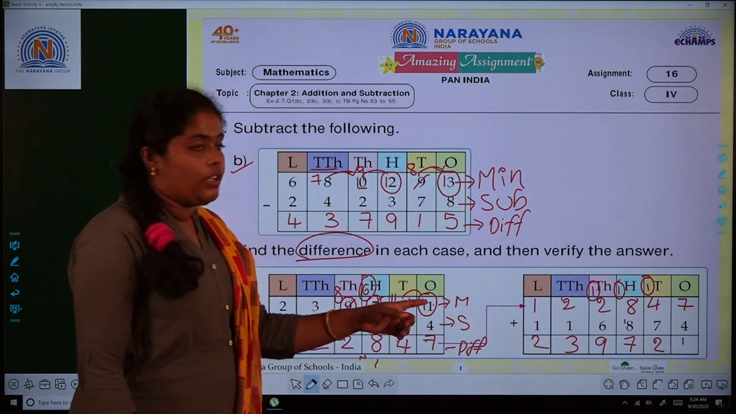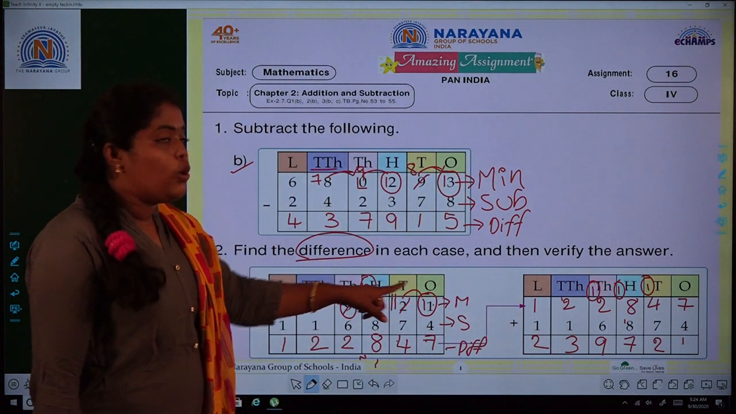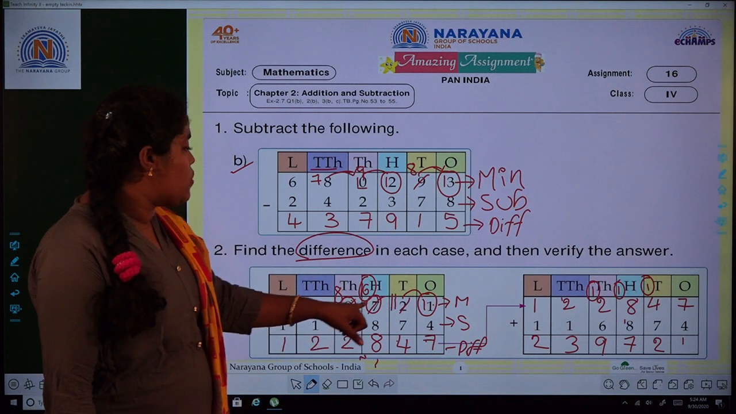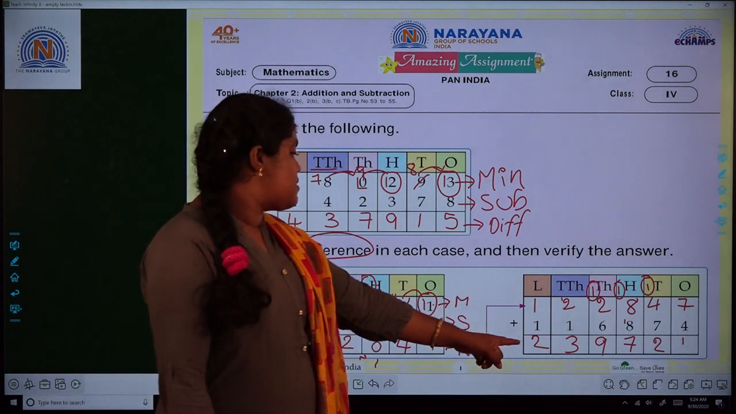Shall we check is it correct or not? Yes. In the minuend the number is 2,39,721. We get the same answer.